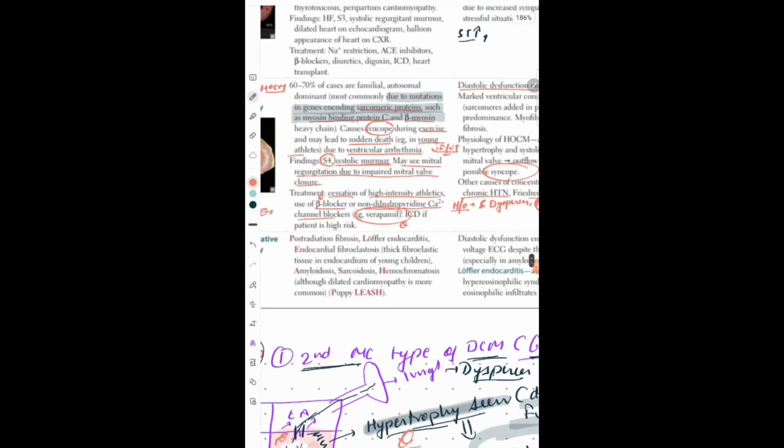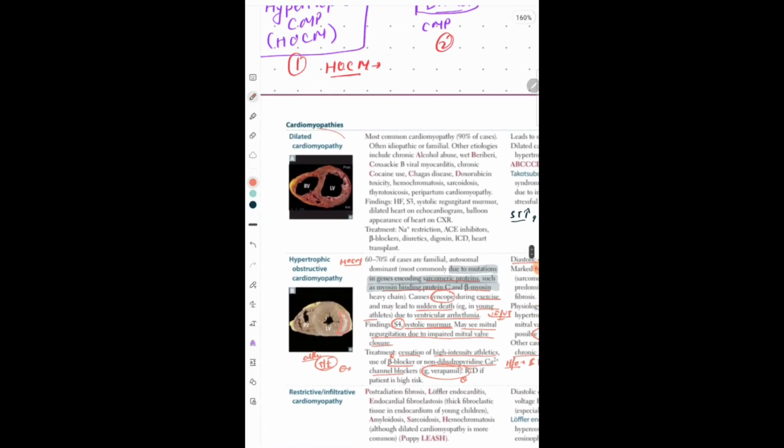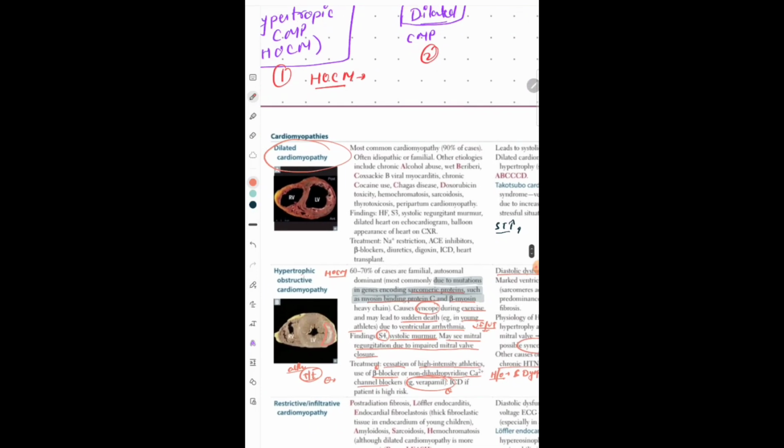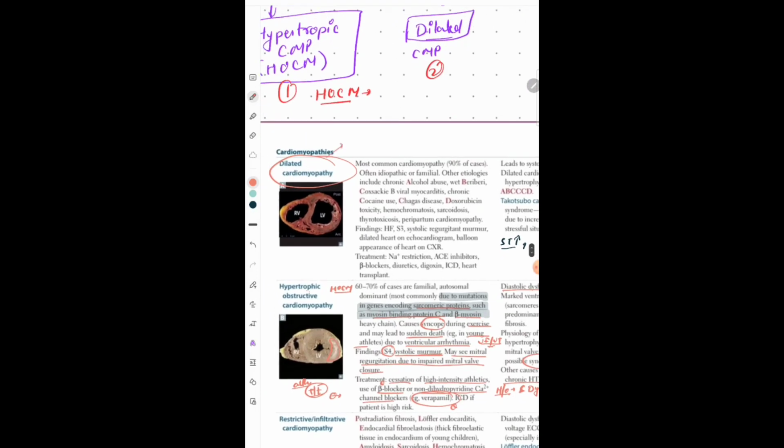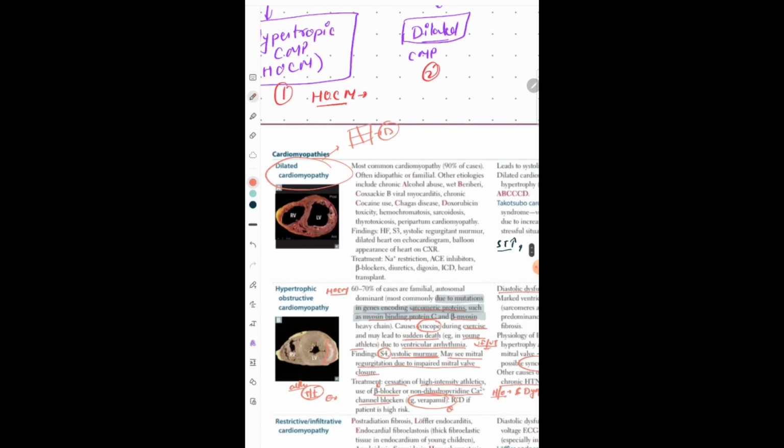Second, we have dilated cardiomyopathy. First of all, we look at it: all four chambers are dilated in this. There is a D word, it has many things in this. A drug which causes dilated cardiomyopathy is doxorubicin, but the most common cause of cardiomyopathy is idiopathic, of unknown cause.